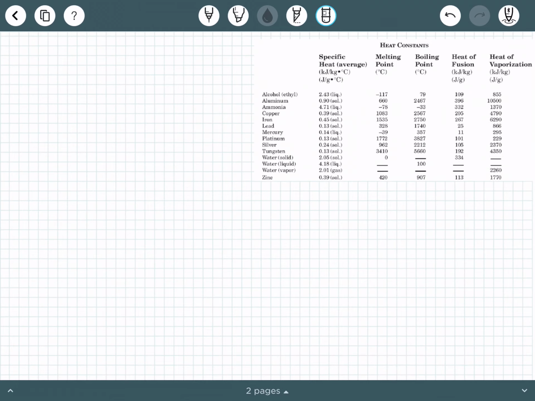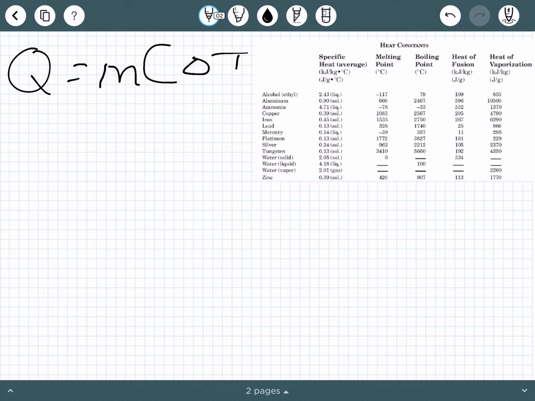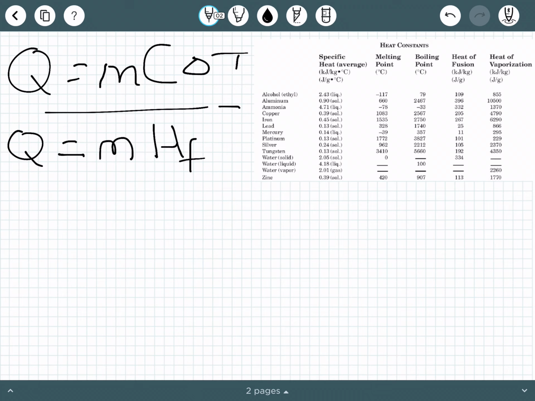We've already talked about this equation: Q equals m C delta T. But now the 2 new ones we're going to give you are Q equals m Hf. That stands for heat of fusion. That's going to be from a solid to a liquid or a liquid to a solid. And Q equals m Hv, which is going to go from a liquid to a gas or a gas to a liquid.